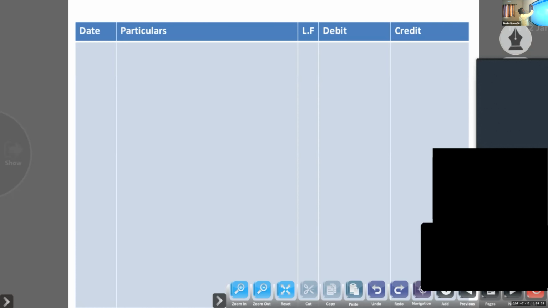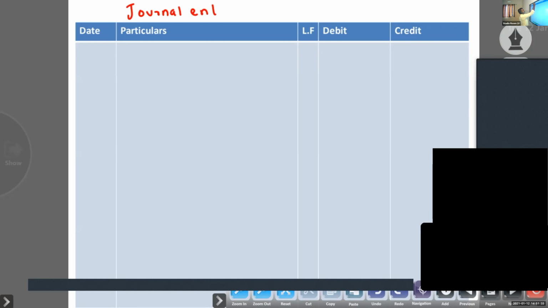First, journal entries in the books of Aman. Here Aman is the drawer, because who accepts the bill? Sonal accepts a bill drawn by Aman.